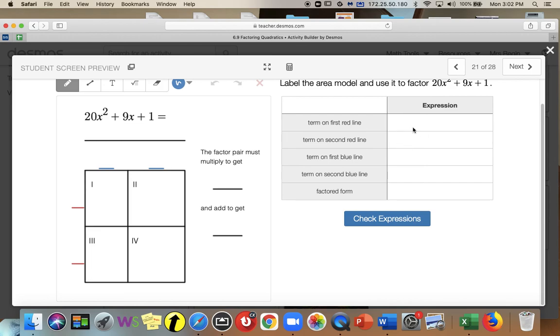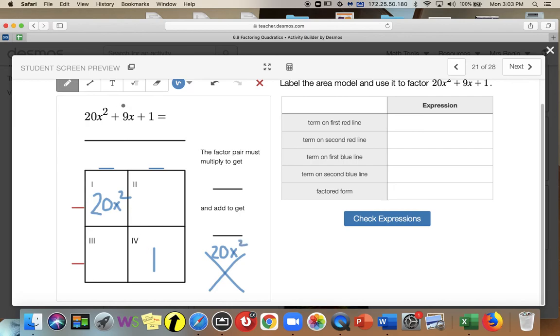So first we put our first box. Okay, so we have to draw in here. My first box is 20x squared, and my last box will be the 1. And then we have to do a diamond problem. So what multiplies to the diagonal? 20x squared.